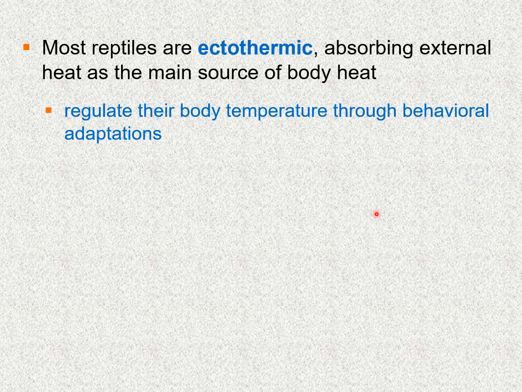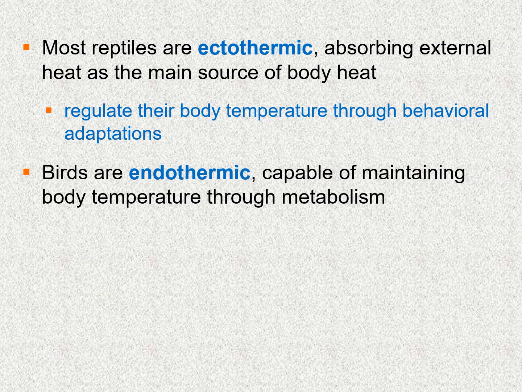So most reptiles are ectothermic, which means that they absorb the heat from the environment, right? So externally as a main source of body heat. So they must regulate their body temperature through behavioral adaptations, like movement. Birds, on the other hand, are endothermic. So you can see that most reptiles are ectothermic, but some of them are also endothermic, which means that they are capable of maintaining their body temperature using metabolism.